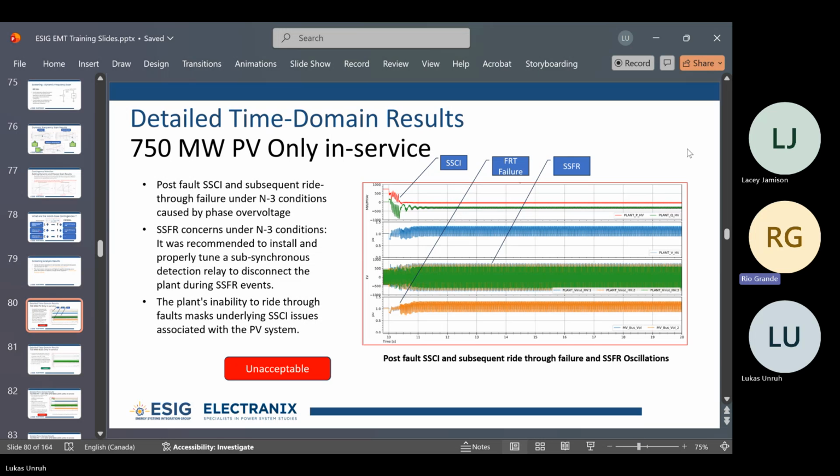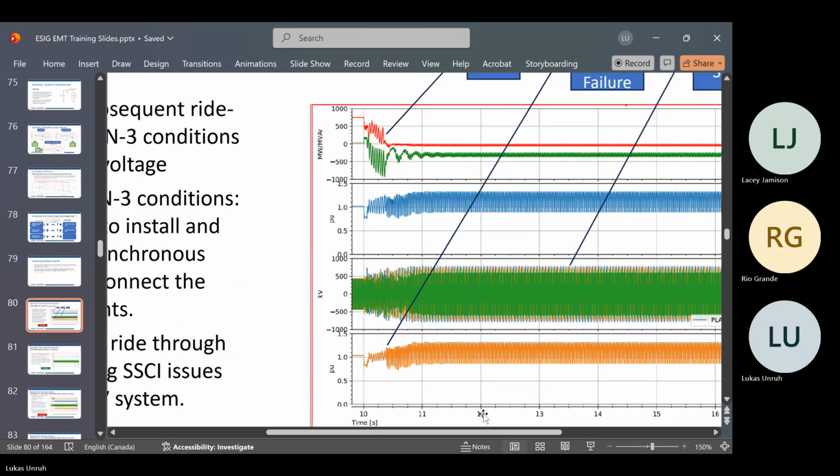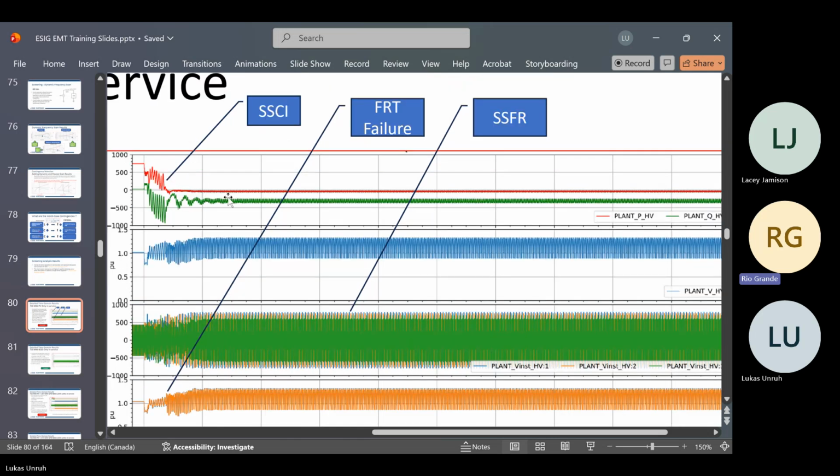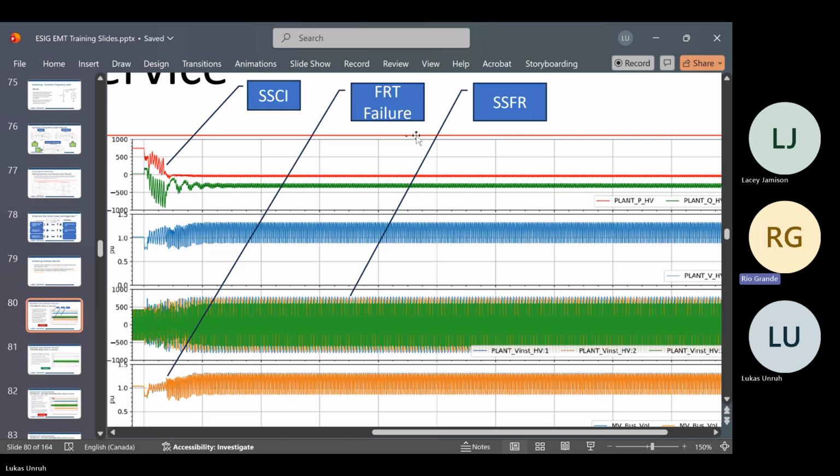Okay, so let's go through some of the results that we saw in this specific study, as they're quite interesting. In this scenario, we have only the PV in service, and when we test this specific N-3 condition, we see, zoom in here, a few interesting things. First, you'll see the plant start to oscillate right after the fault clears and that line is taken out of service. You'll see the oscillation start to build. And then the plant trips quite quickly.